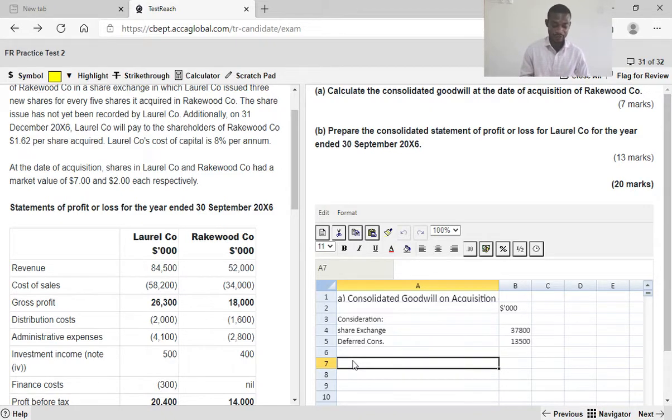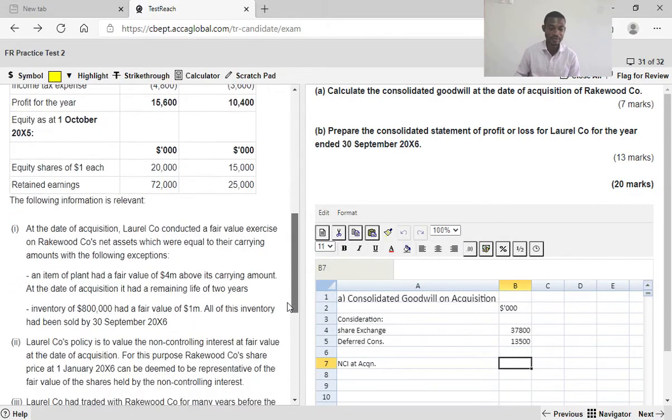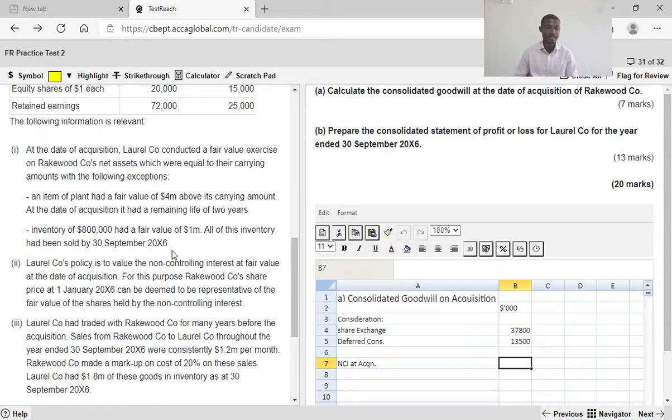So I'll type here NCI at acquisition. I'll do that here, and then go look for how the NCI is calculated, and you often find that in the additional information. So briefly, let's summarize the additional information. At the date of acquisition, Laurel conducted a fair value exercise on Raku's net assets, which were equal to their carrying amount, with the following exception. An item of plant had a fair value of 4 million above the carrying amount, and at the date of acquisition, it had a remaining life of 2 years.